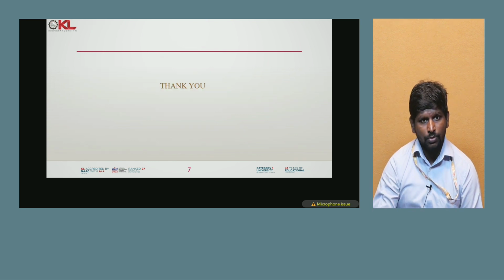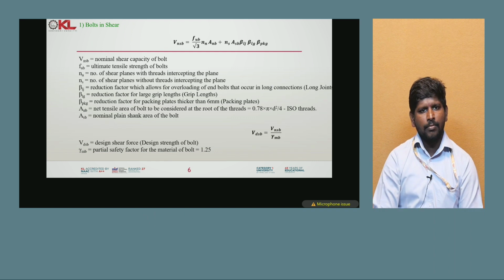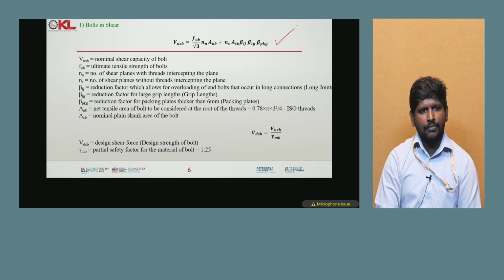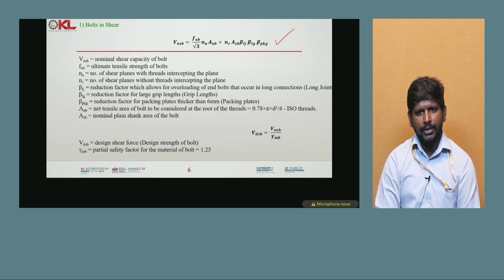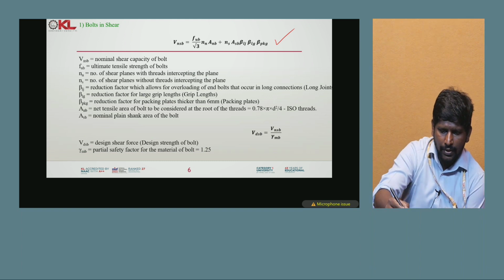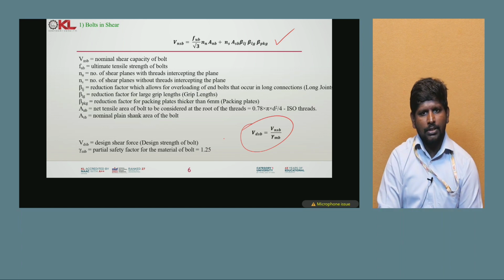You can see here a design example I gave, how to find the bolts in shear. At the top is the formula V_nsp, which is the nominal shear capacity of the bolt: f_ub divided by root 3, into (n_n A_nb plus n_s A_sb), with beta_lj, beta_lg and beta_pkg. All of these I explained clearly. The final thing is to find V_dsp, the design shear force, which gives the design strength of the bolt. To find it, you divide V_nsp by gamma_mb. Gamma_mb is the partial safety factor for the material of the bolt.